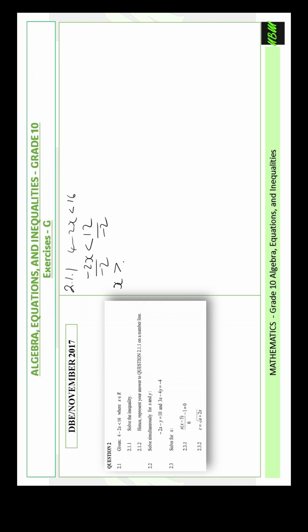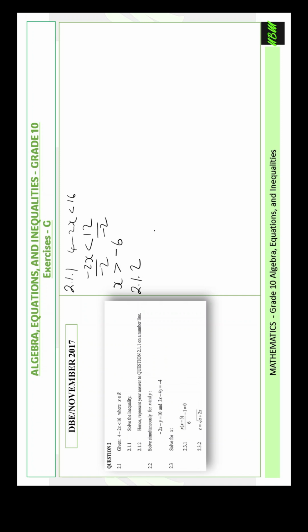Remember, division or multiplication by a negative number, the inequality direction changes. We had less than, now it is greater than. 12 divided by negative 2 is negative 6.